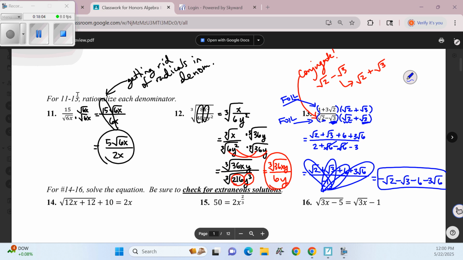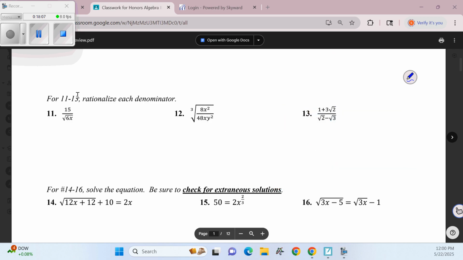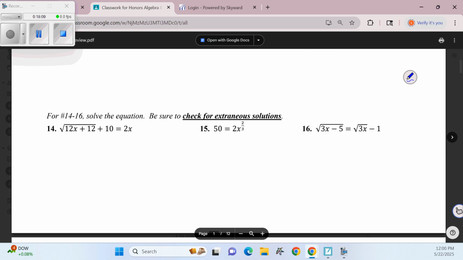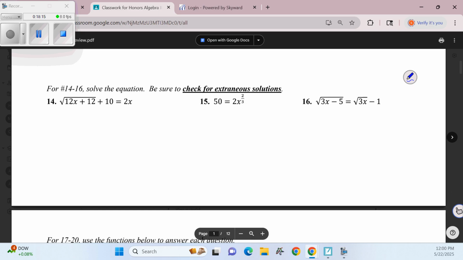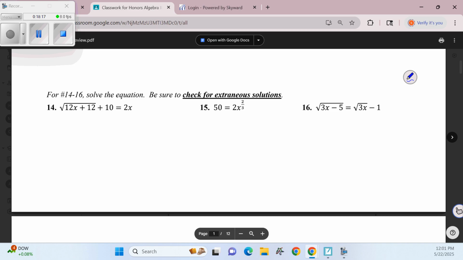Okay, number 14, 15, and 16. Let's move on to those equations down at the bottom. So the goal is always to get the radical by itself. So our first move is to subtract the 10. So we end up with the square root of 12x plus 12 equals 2x minus 10. Once you've got the radical alone, we undo a square root by squaring both sides.